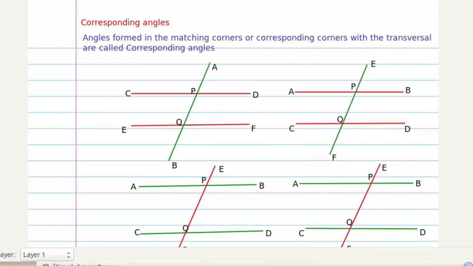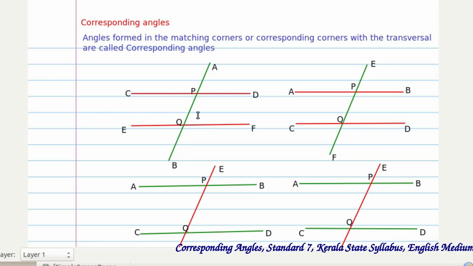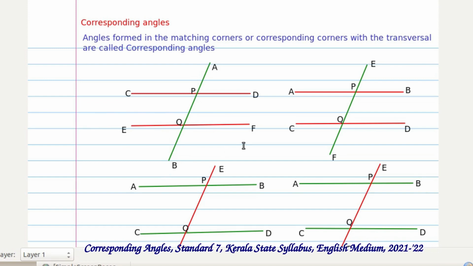Dear children, we are going to study something about corresponding angles. Look at this figure. This is line CD and line EF. These two lines are parallel lines. And this slanted line BA is called the transversal. This transversal BA intersects these two parallel lines.